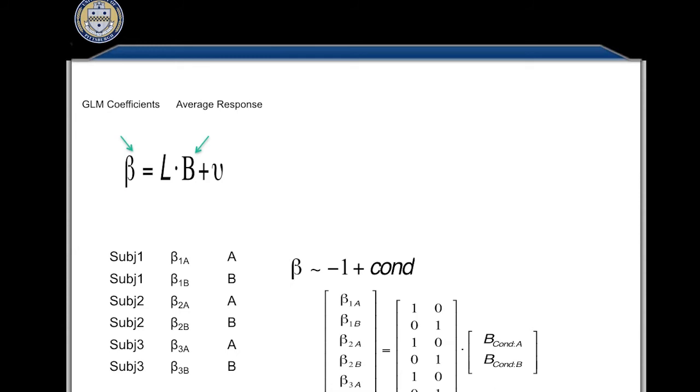So on the group level, it's actually really easy. It's the same thing that was set up at the first level model.